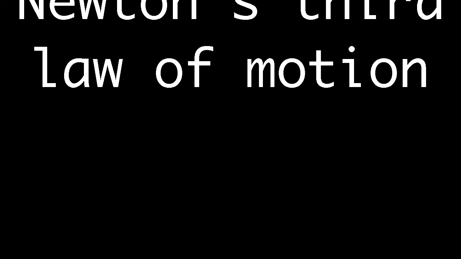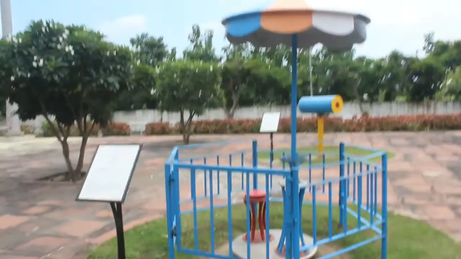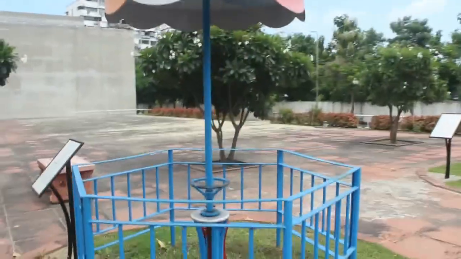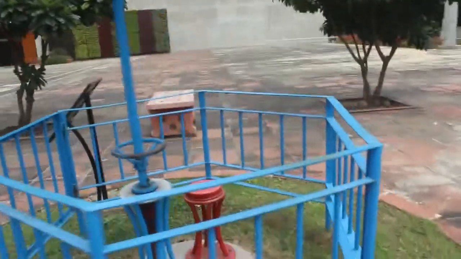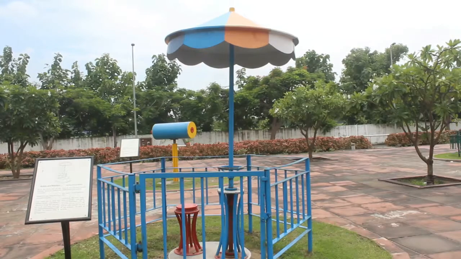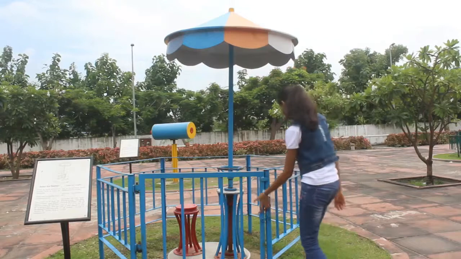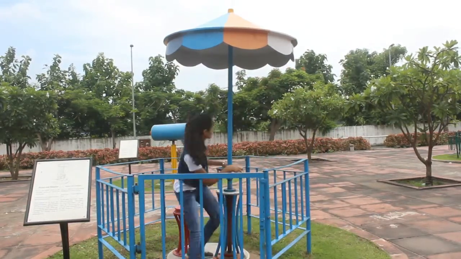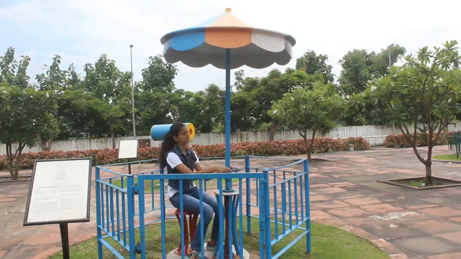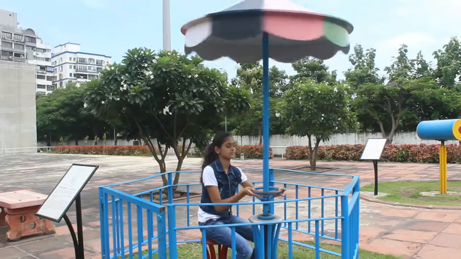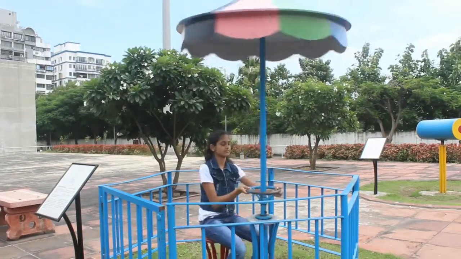The screen shows the title, Newton's Third Law of Motion. The screen shows a turntable that is pivoted to the ground and can rotate on its own axis. There is an umbrella pivoted on the turntable, which can also rotate on its own axis. A girl sits on the turntable and starts rotating the umbrella. As she rotates it towards left, the turntable moves towards right and vice versa.